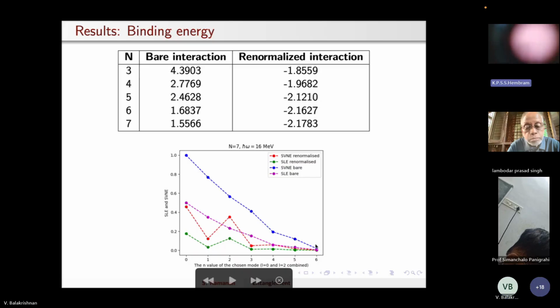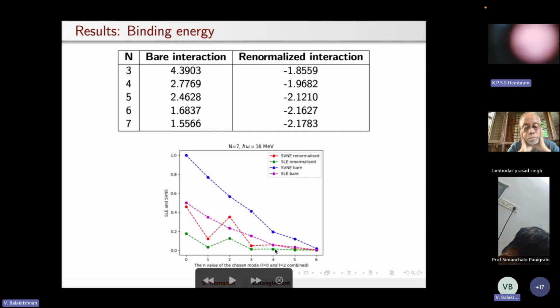Okay. Thank you. Of course, as you go from the bare to the renormalized interaction, you also see that the mode entanglement sort of distributes itself in an ad hoc manner between the lower modes, but certainly not to the higher modes. The higher modes, anyhow, their contribution is suppressed.